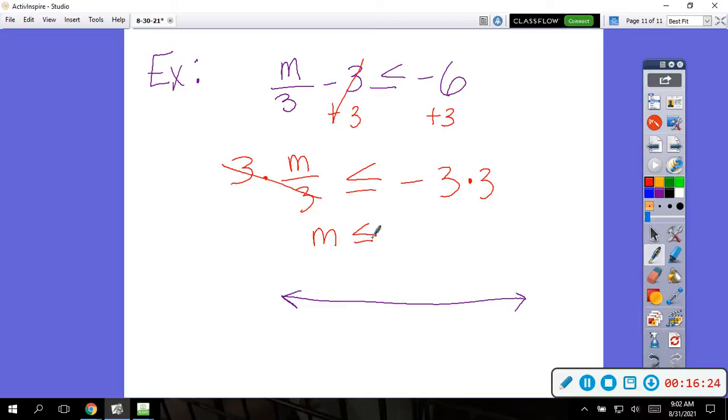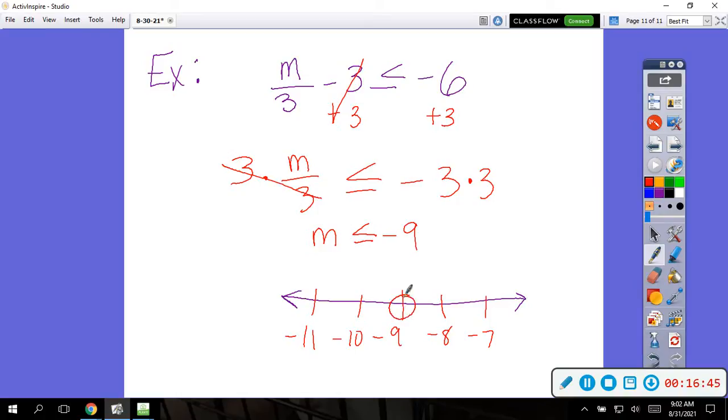Positive 9. Negative times positive? I mean negative 9. Yeah, negative 9. So remember, on your number line, they're pre-written. You'll already have numbers there, but I'm just putting a few of them to show in this example. So you put the circle around the number that you get as your answer.